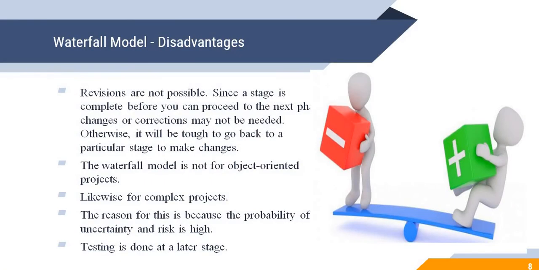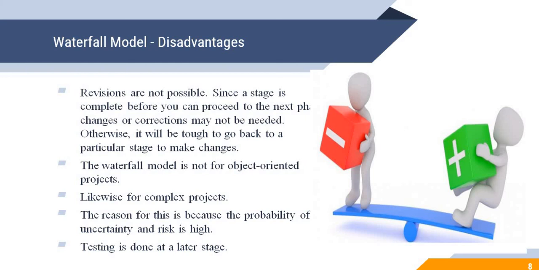Now let's see what are the disadvantages of the waterfall model. Revisions are not possible because each stage is completed as an input of the next stage. So for example, we have seen already the implementation stage will be the input for the next stage. Output will be the input for the next stage. Henceforth, revisions are not possible in this case. So we won't be able to get the desired changes during the process.